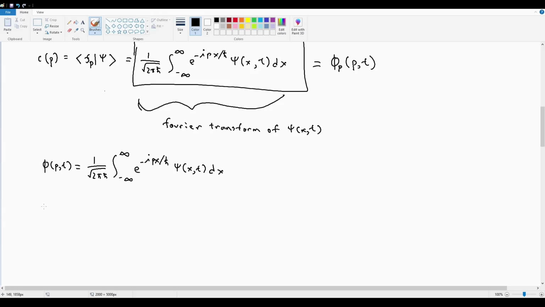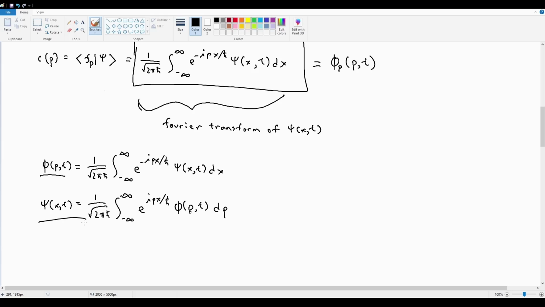Similarly, if we want to transform back, the position space wave function Ψ(x,t) is just going to equal a Fourier transform: 1 over root 2πħ, integral from negative infinity to infinity of e to the positive ipx/ħ times Φ(p,t). So fundamentally, Φ and Ψ represent the exact same thing. They're both wave functions that define a system. The only thing they differ in is that Φ deals with momentum and Ψ deals with position.